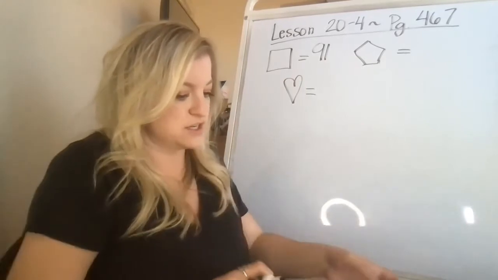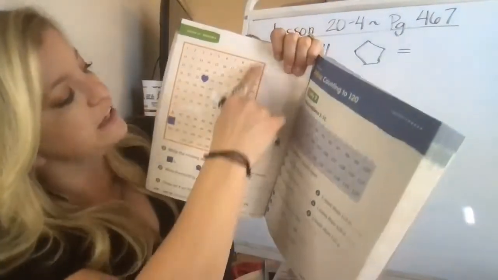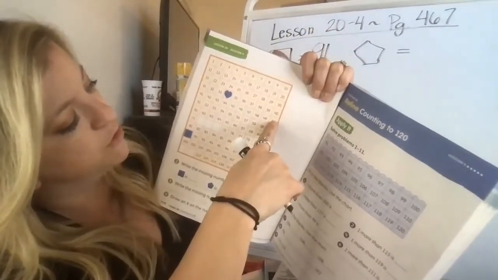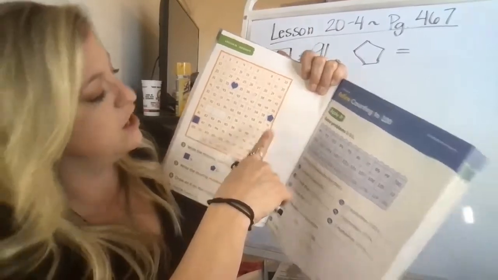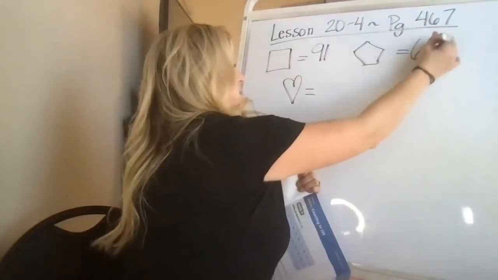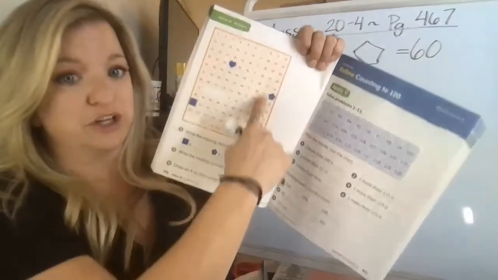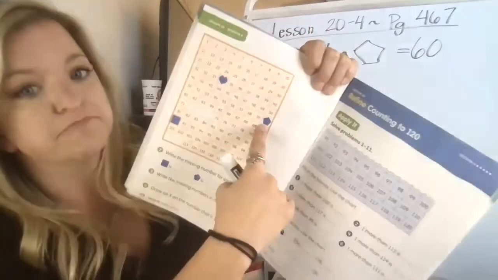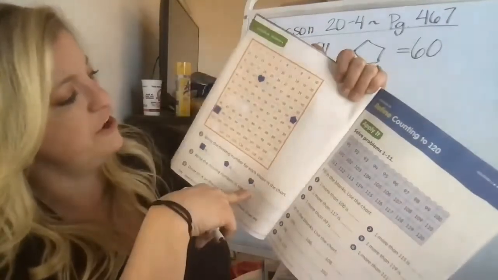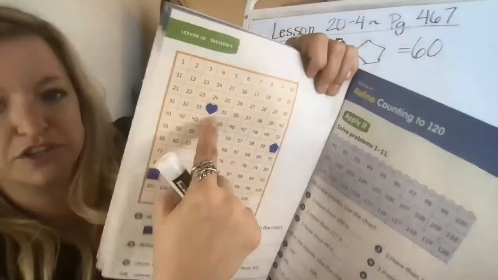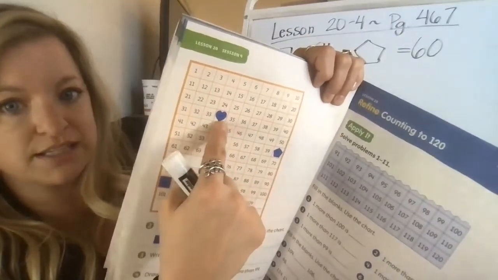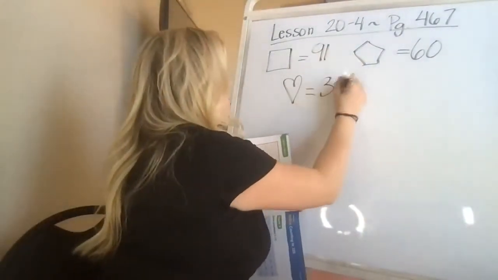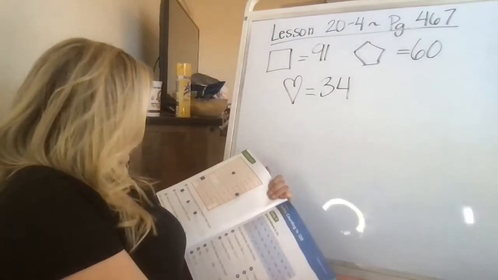And then let's find the pentagon. The pentagon is in the very last column. And in this column, they all have zeros. 10, 20, 30, 40, 50, 60, 70. Oh, pentagon is 60. That's one way to do it, is to go down and look for those patterns. You could also keep doing what we've been doing. 57, 58, 59, 60. The heart. The heart is 1 greater than 33, 1 less than 35. 33, 34, 35, 34.